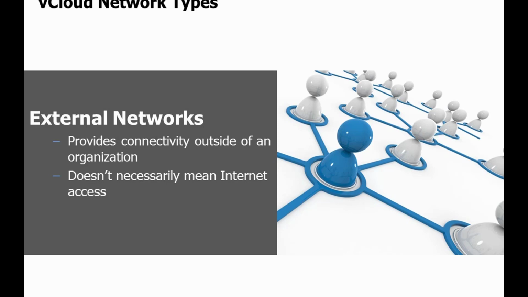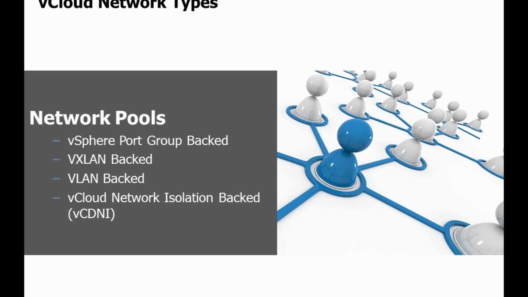The real decision point is going to be: is that a corporate LAN? Is that a co-located LAN? Is that the internet? It really depends on your use case. A lot of times, though, in the real world, an external network will simply translate to the LAN in the corporate environment. So moving to the next type of vCloud networking, we have network pools.